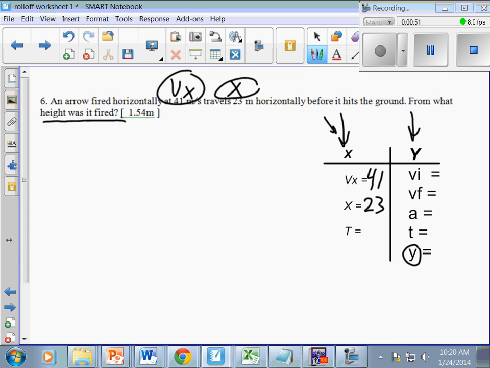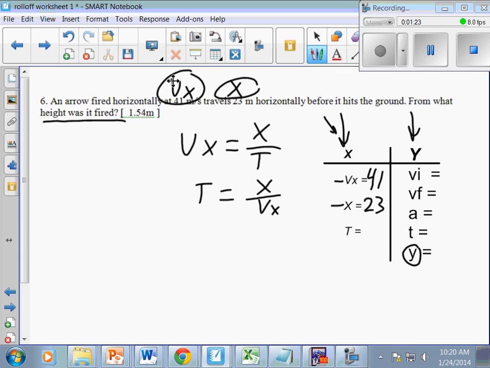So over here, I already have two variables on the x side. I've got the velocity and I've got the distance. So what I need to do is solve for time. Since I have 2 out of 3, I can solve that. So Vx equals x over t. Since I'm solving for t, I'm going to rearrange this to solve for t, which is x over Vx. So now all I have to do is plug those in.